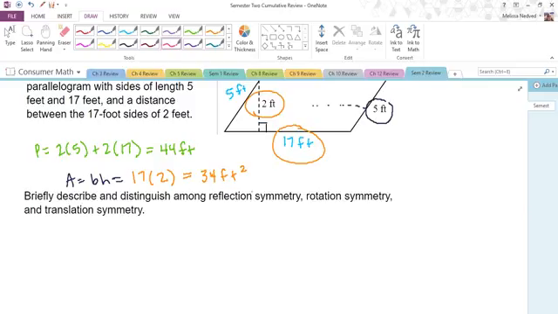So here we're just asked to describe the differences between reflection, rotation, and translation symmetry. And you did a writing assignment about these where I wanted you to find them around your house. So this should be something that hopefully you remember from finding them in your daily life. In case you don't remember, let's just run through these quick. Reflection symmetry means that the object remains unchanged when reflected across a straight line.